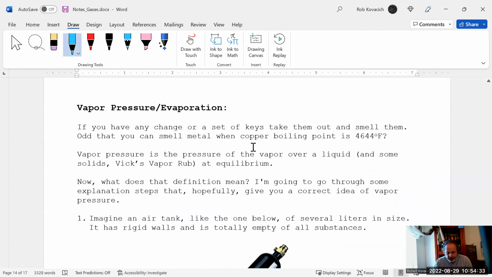And the last thing we have to talk about with this set of notes is called vapor pressure. Vapor pressure is the pressure that a substance will exhibit at a given temperature. So what do I mean by that?